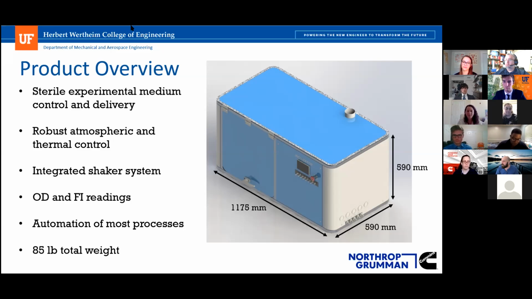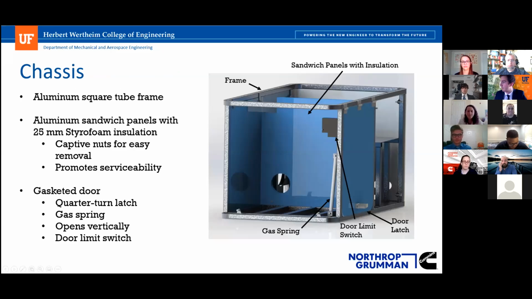I have a question about the door that you open up. Where does it go? It has a gas shock spring that holds it up. Oh, okay, cool. That's innovative.